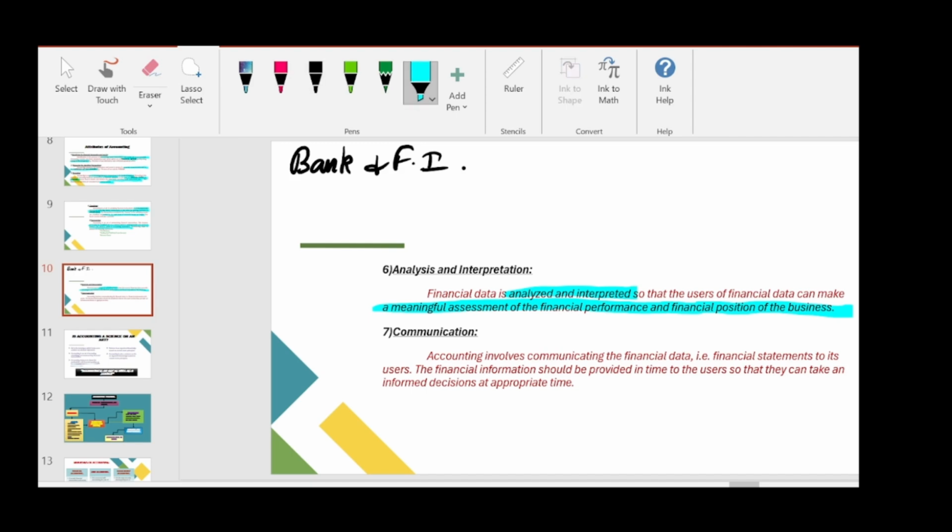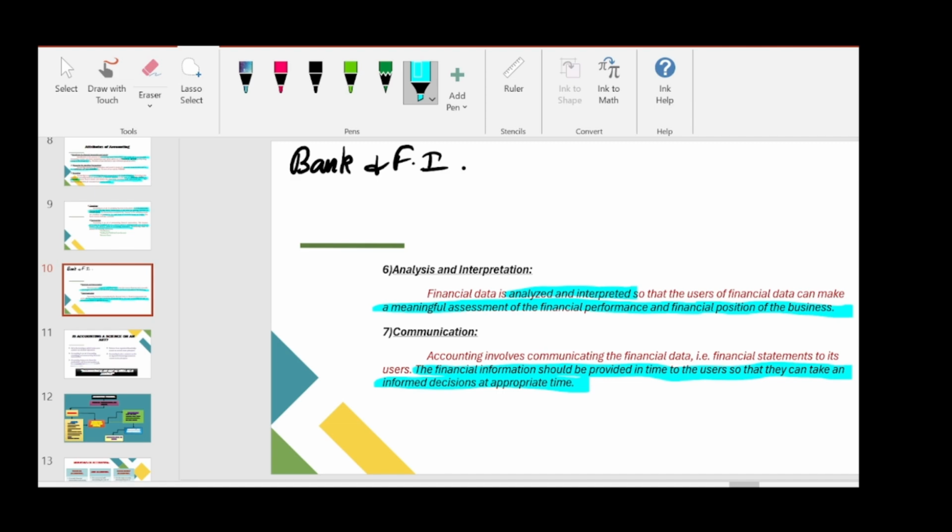Accounting involves communicating the financial data, that is, financial statements, to its users. The financial information should be provided in time to the users so that they can take an informed decision at an appropriate time. See, guys, this year's financial information we need to give as soon as possible. We should not delay publishing the financial information to the users. We need to do it at least within 1.5 or 2 months after preparing the final accounts.